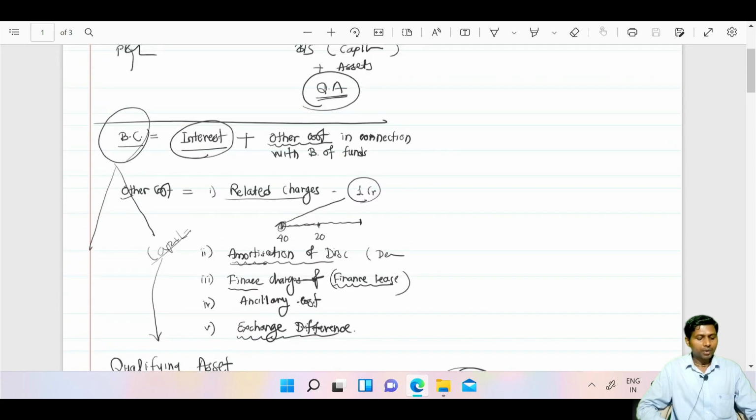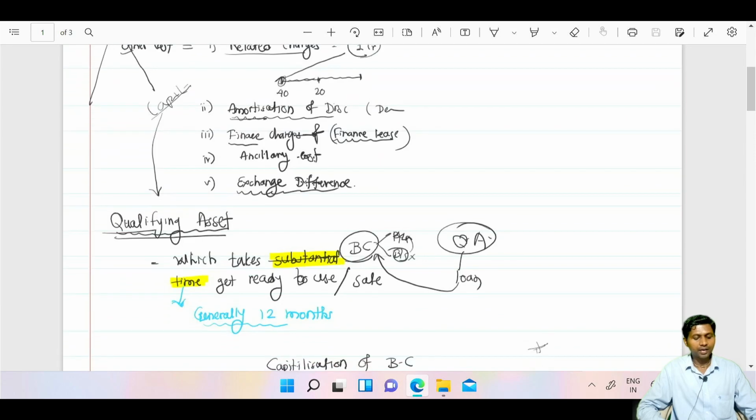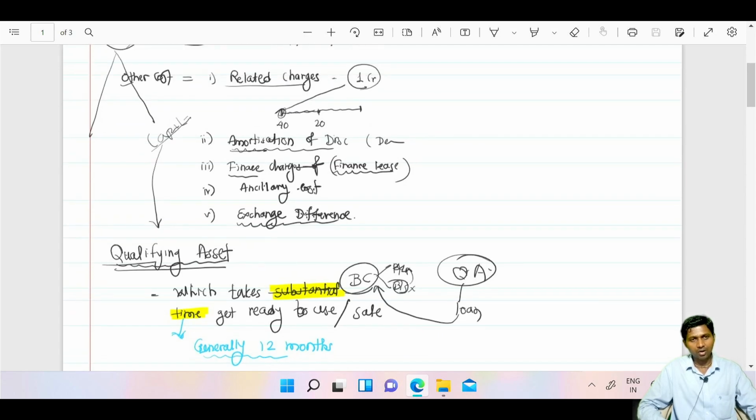Then when to capitalize? Only if you have a qualifying asset. Then what is a qualifying asset? Qualifying assets are assets which take a substantial period to become ready for use or sale, or intended use. In the exam short notes will not be asked, but before that you must understand, otherwise you will not understand how much to write in profit and loss. For that you must know the definition or meaning of qualifying asset.